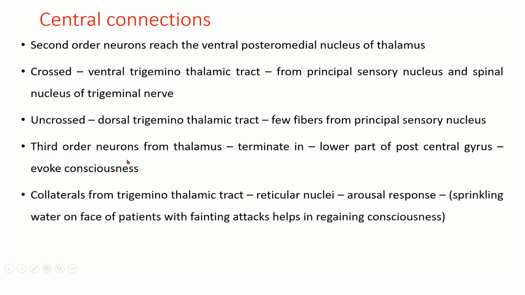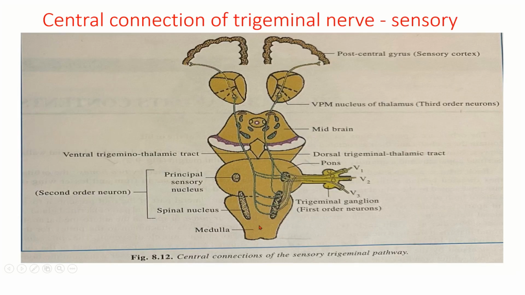So third order neurons from thalamus terminate in lower part of the postcentral gyrus and evoke consciousness. So collaterals from trigeminal thalamic tract will go to reticular nuclei and are helpful in arousal response. So this can be explained by this example: sprinkling water on face of patients with fainting attacks helps in regaining consciousness. You can see here, this is spinal nucleus, principal sensory nucleus, and mesencephalic nucleus. So from all this, you can see the second order neurons going to the ventral posteromedial nucleus, and from there you can see the third order neurons going to the postcentral gyrus.